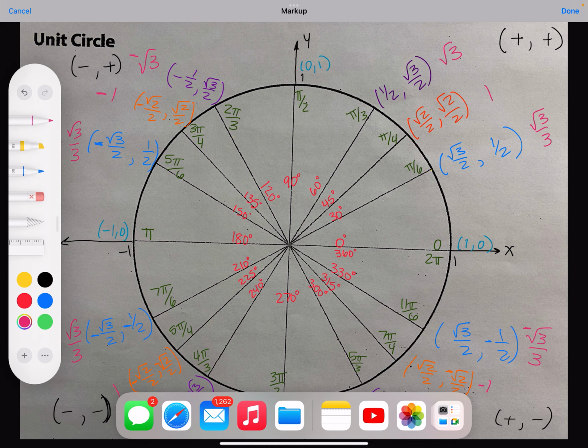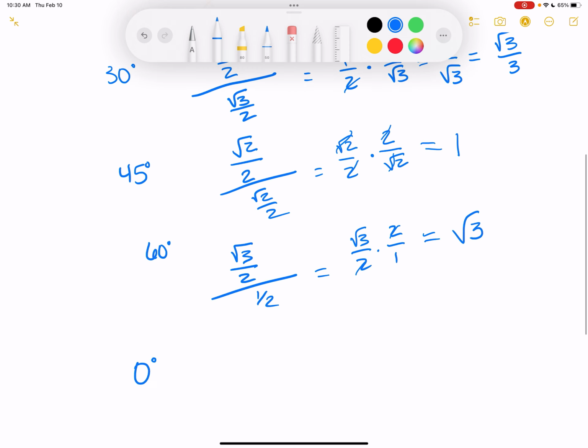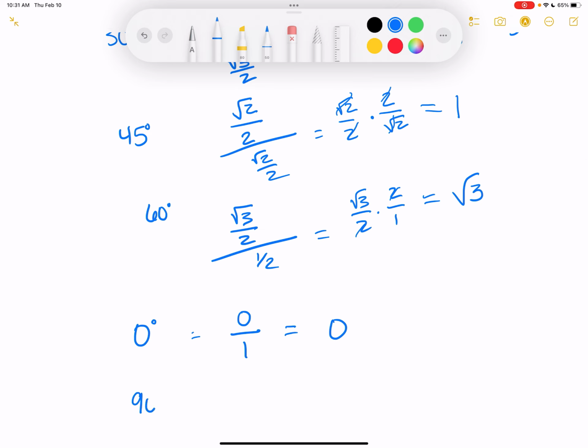Now, let me look at something really quick. We haven't talked about the tangent on the different axes, right? So, the tangent of 0, at 0 degrees, y over x is 0 over 1, which is what? 0. Okay? The tangent at 90 is 1 over 0, which is... What happens if you divide by 0? It's non-existent. It's undefined.